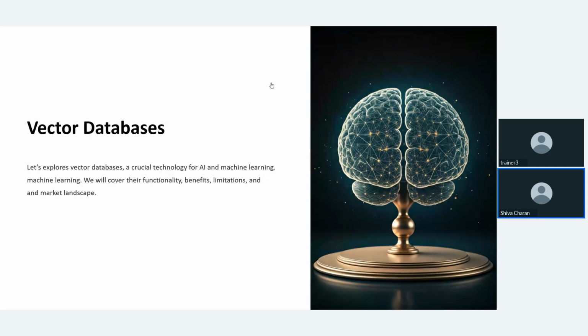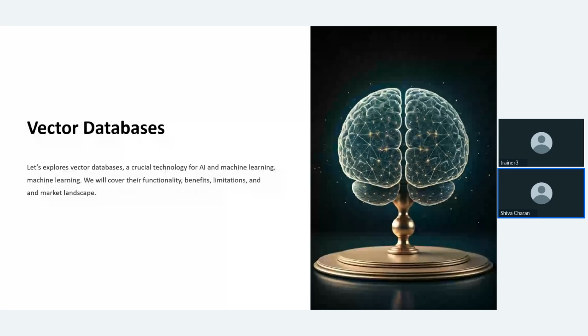So we'll be discussing vector databases, which is an important topic now. Nowadays everyone is opting to go for vector databases. What exactly is a vector database? What are the important features, and also we'll be seeing how we are storing it, what the different types of methods are, what cosine similarity is, and how semantic search is happening. We'll cover the functionalities, benefits, and also the market landscape.